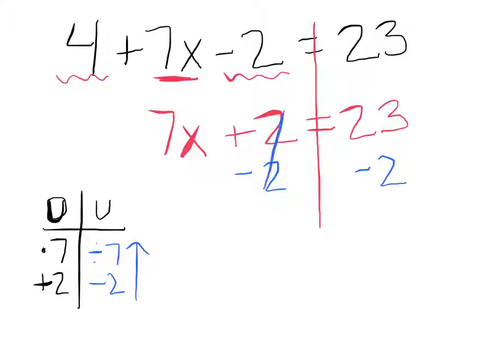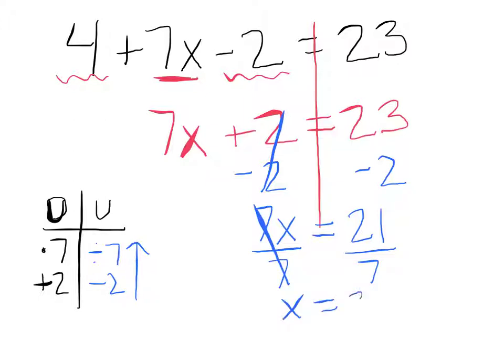2 minus 2 is 0, so that goes away. I'm left with 7x on this side. On the other side, 23 minus 2 is 21. Now the next step in my undo chart is to divide by 7. So if we divide by 7, 7 over 7 is 1, and we're left with x equals 3.